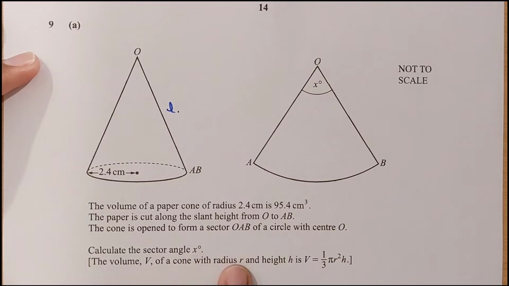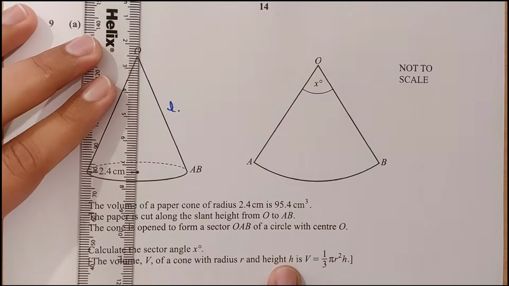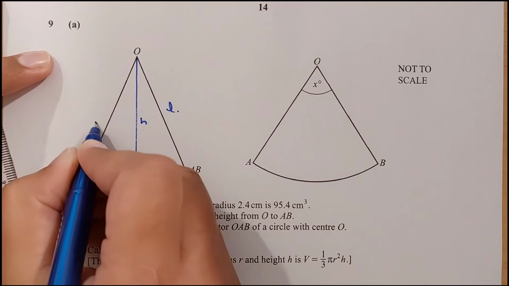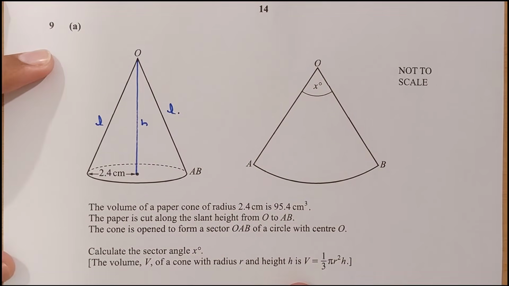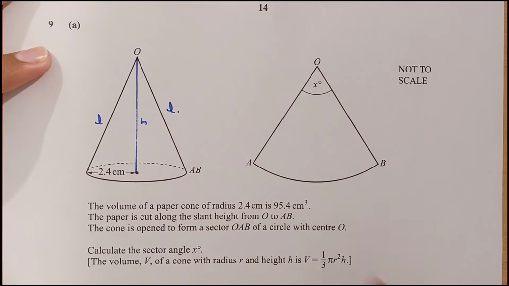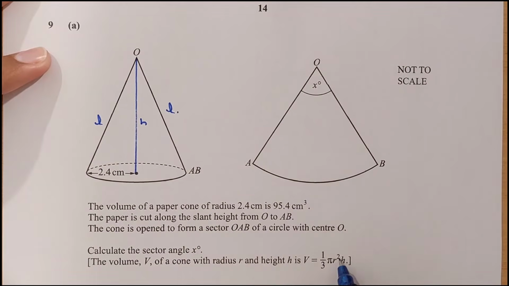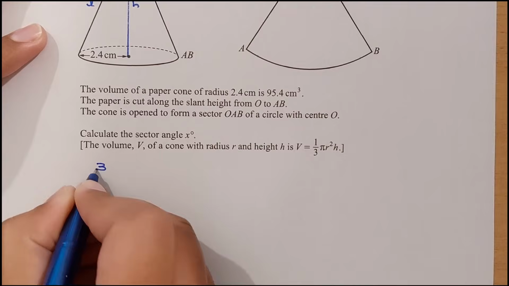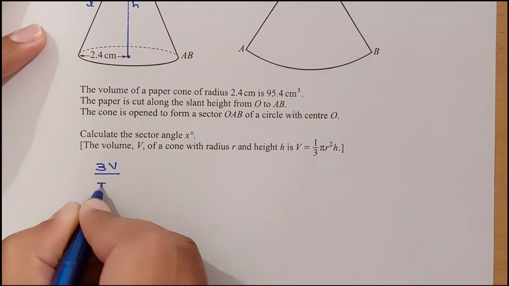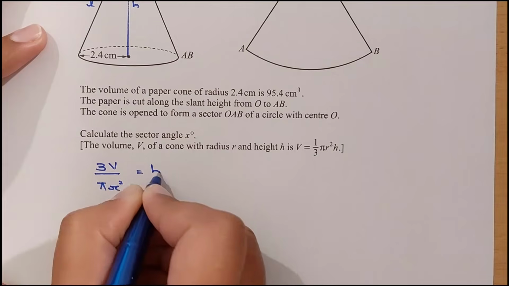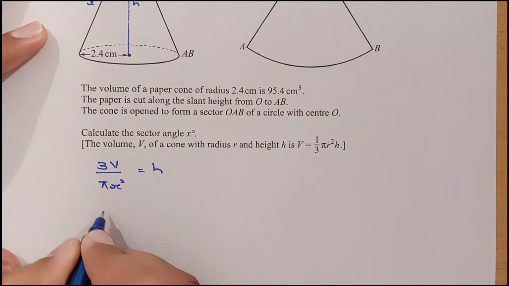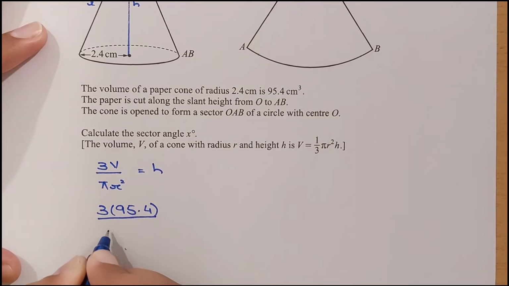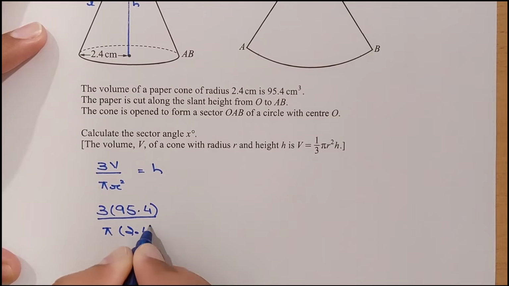The volume V of a cone with the radius r and the height h is equal to this. This is the height h, and this is L. Okay, so let me find the value for h here, because V is given as 95.4, r is given as 2.4. We can easily solve for h here. So the value for h is 3 times V divided by pi r squared. This is the height, right? So let me simply substitute the values. So 3 times 95.4 divided by pi, and the radius is 2.4 squared. This is h.